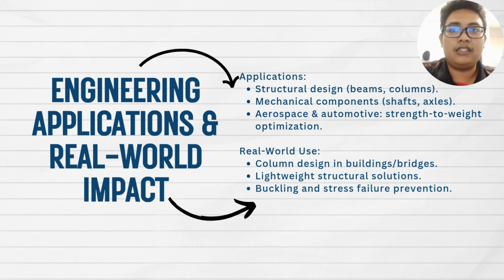Engineering application and real-world impact. First, applications. Structural design, such as beams and columns. Mechanical components such as shafts and axles. And aerospace and automotive, which need strength-to-weight optimization. Real-world use: column design in buildings and bridges. Lightweight structural solutions, buckling and stress failure prevention.